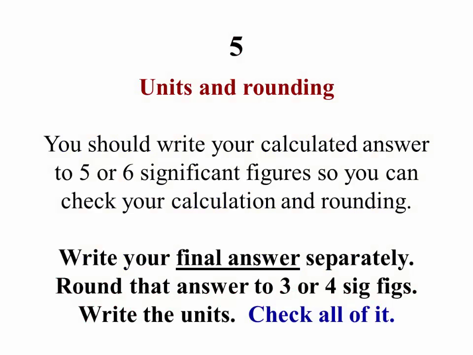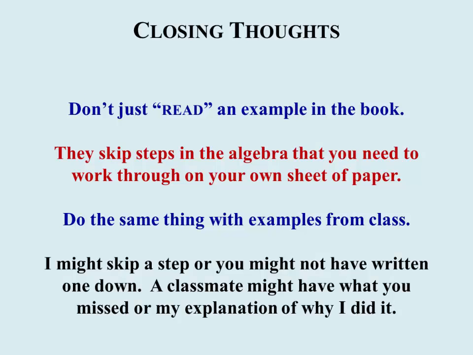5. When you're done, units and rounding. You should write your calculated answer to 5 or 6 sig figs so you can check your calculation and your rounding separately. You want to be able to recompute something and know that you got the same answer to 5, 6, 7, 8 digits. After you've written that down, then write your final answer separately, round that final answer to 3 or 4 sig figs, write the units, be sure you've got parentheses as they're needed, and check all of it before you enter it into the computer or before you box it as your final answer on an exam.